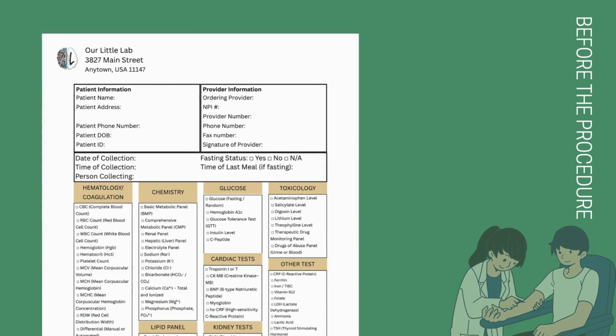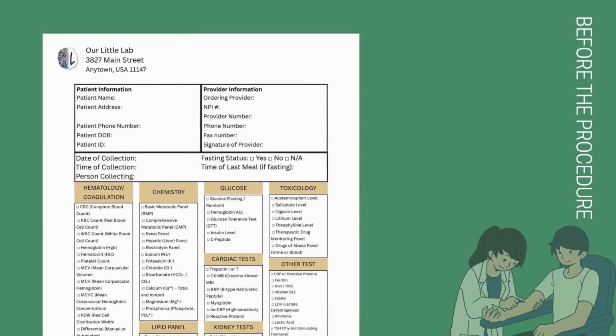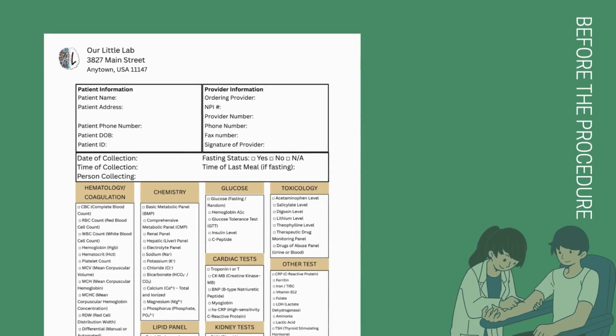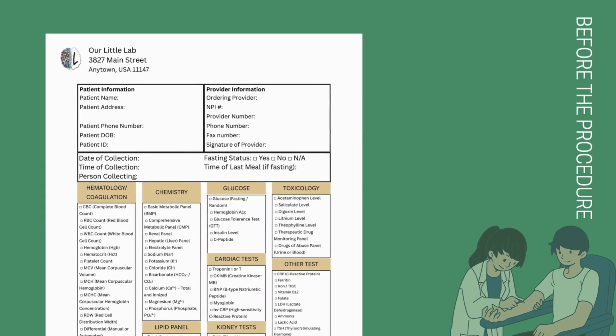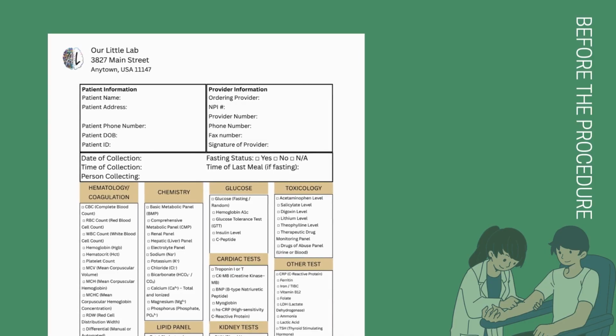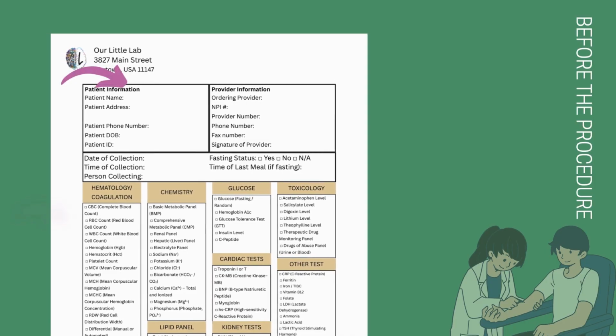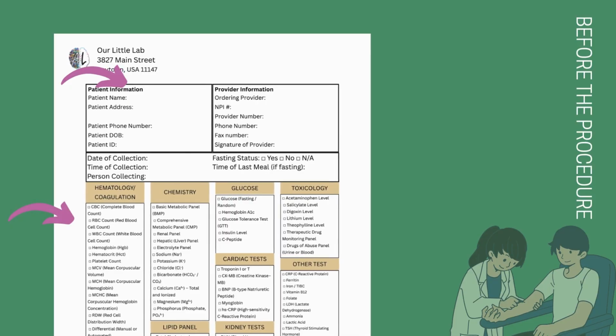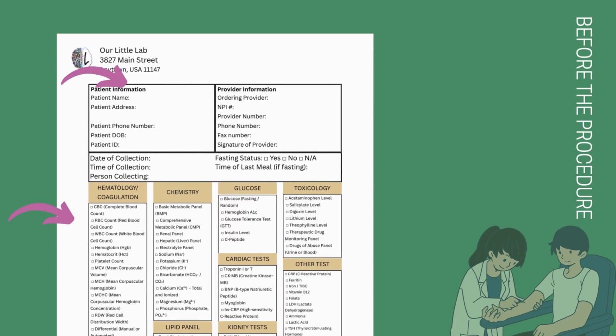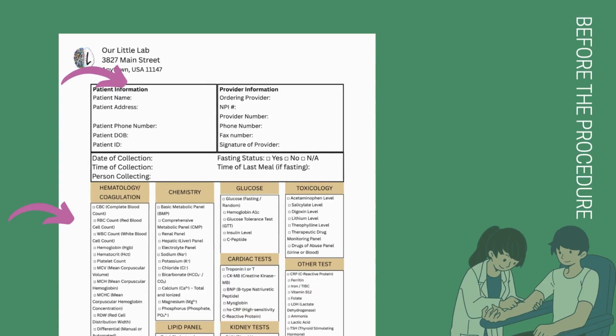Let's break down the requisition form, what it is, and what it contains. It is one of the most important tools in phlebotomy. This form tells us who the patient is, what tests are being ordered, and any special details we need to know before collecting a sample. It might not look flashy, but it's a big deal.